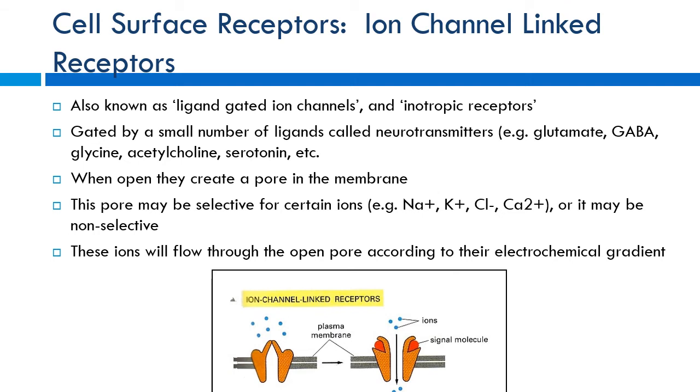But you're going to find that lots of different ligands can affect this. Neurotransmitters are a huge one, so things like GABA, acetylcholine, serotonin. We'll talk about those, many different examples of those later on in Pharm 1 and Pharm 2.